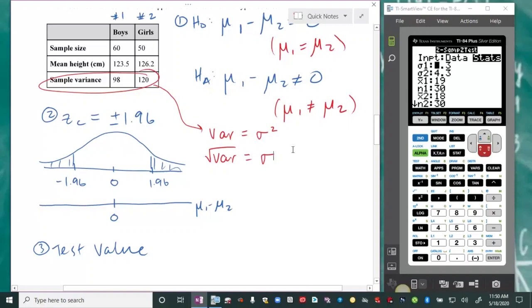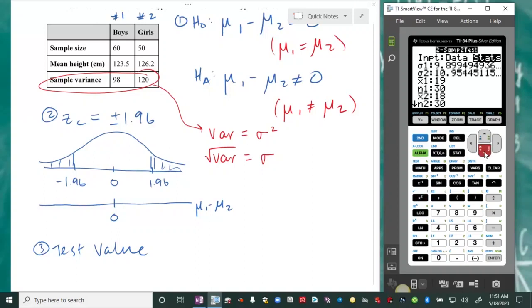So as I type this in here, I want to go square root, so second square root of, this is sample 1, so of 98. And it will just calculate that right in line for me. And the second standard deviation is going to be the square root of 120.